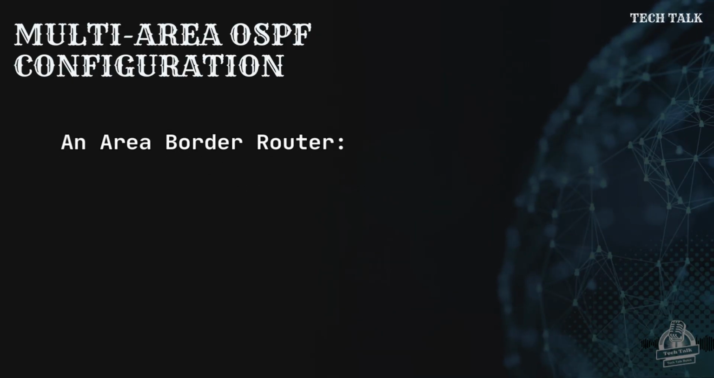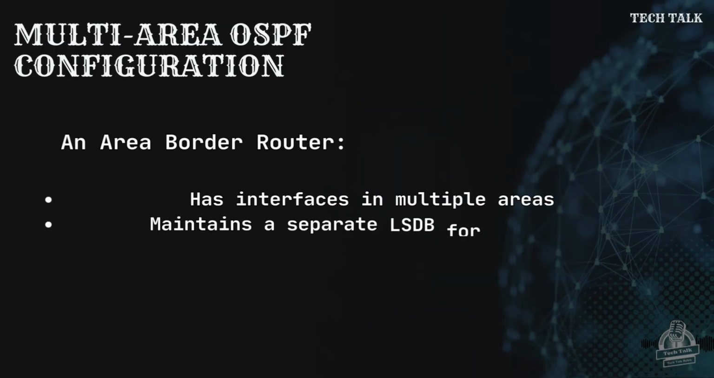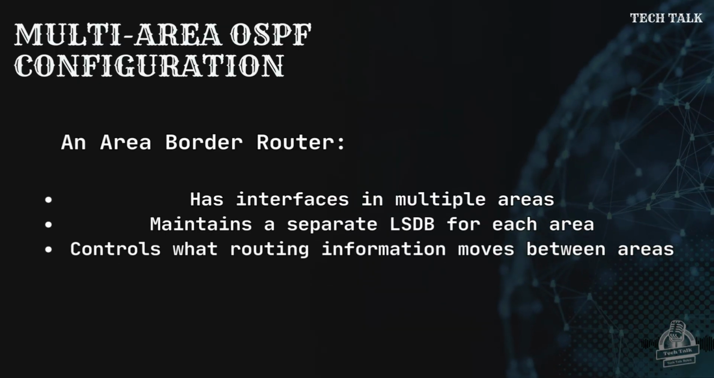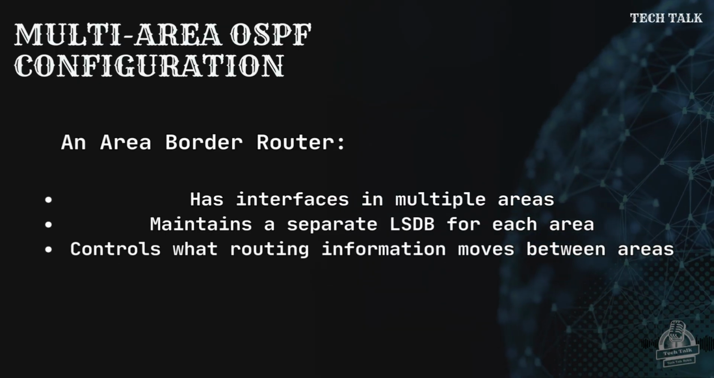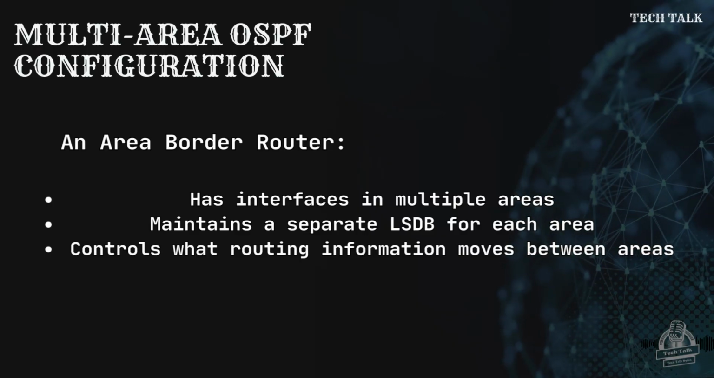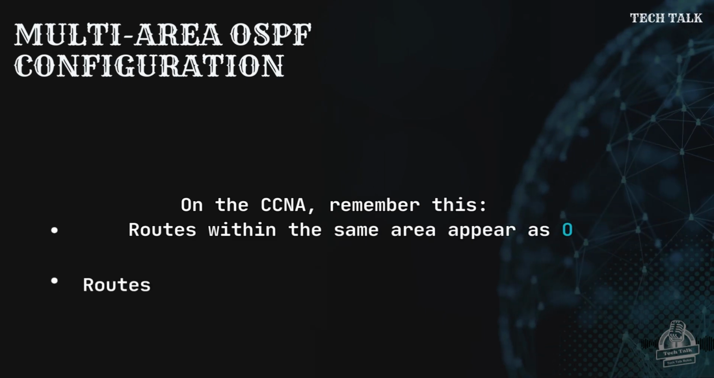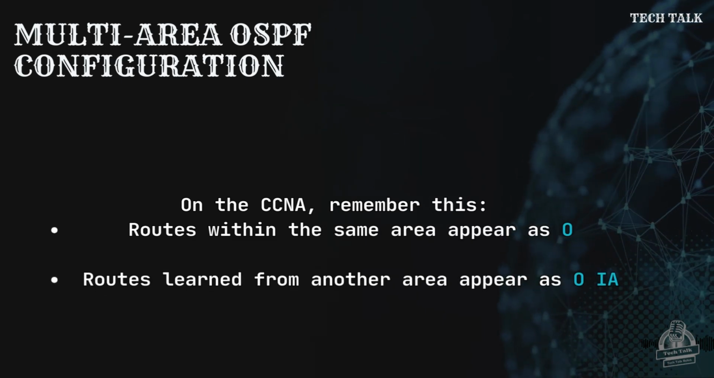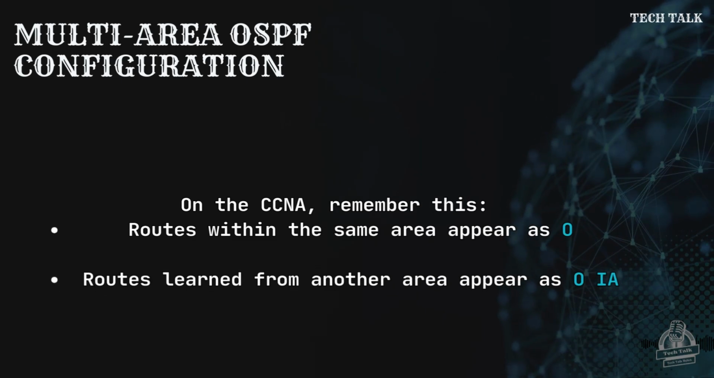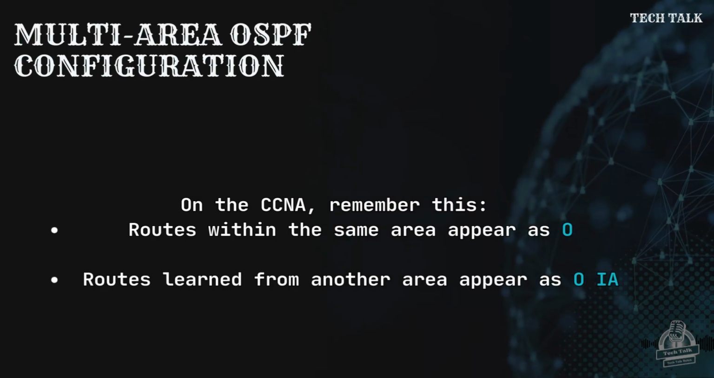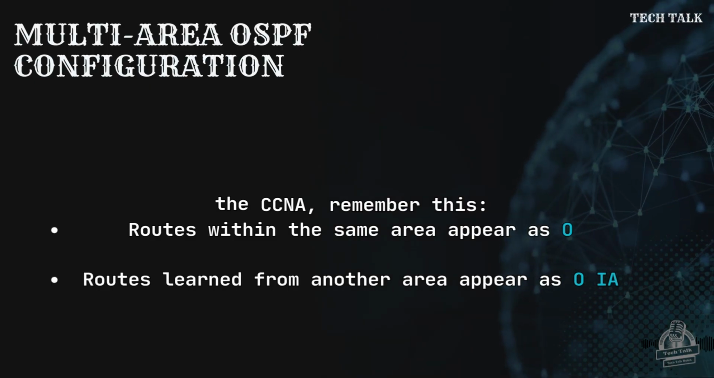An area border router has interfaces in multiple areas, maintains a separate LSDB for each area, and controls what routing information moves between areas. On the CCNA, remember this. Routes within the same area appear as O. Routes learned from another area appear as O IA.